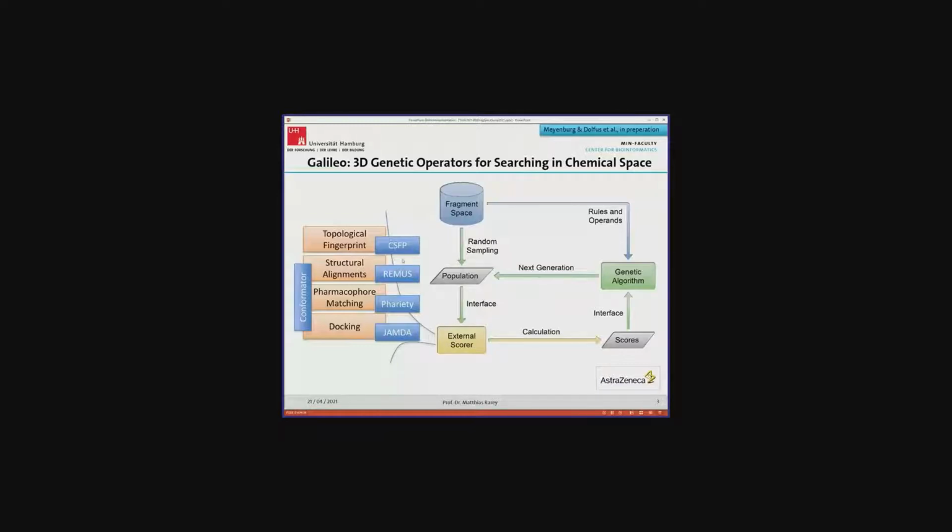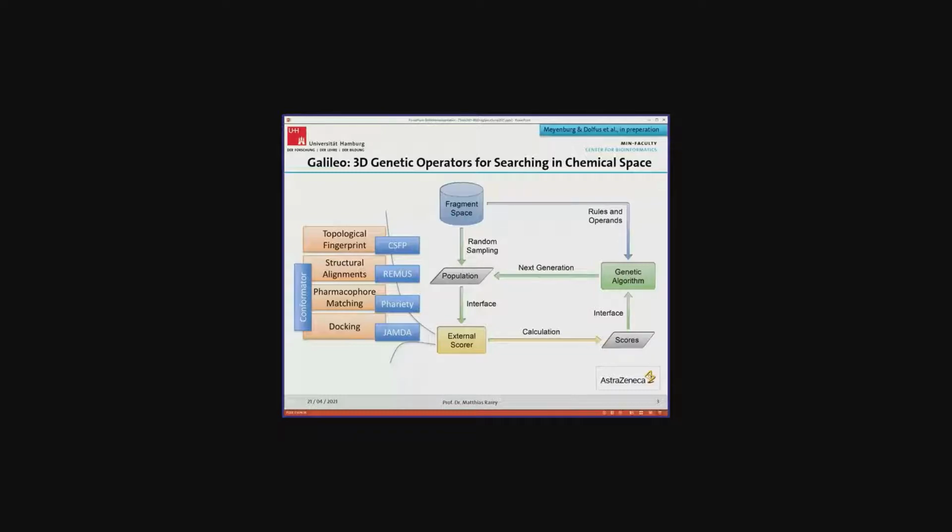So we could use fingerprints, structural alignments, so molecular overlays. We have a pharmacophore matching functionality, so you can search for molecules fulfilling certain pharmacophores, or you can use docking technology to create molecules from the space which might fit to a protein structure.